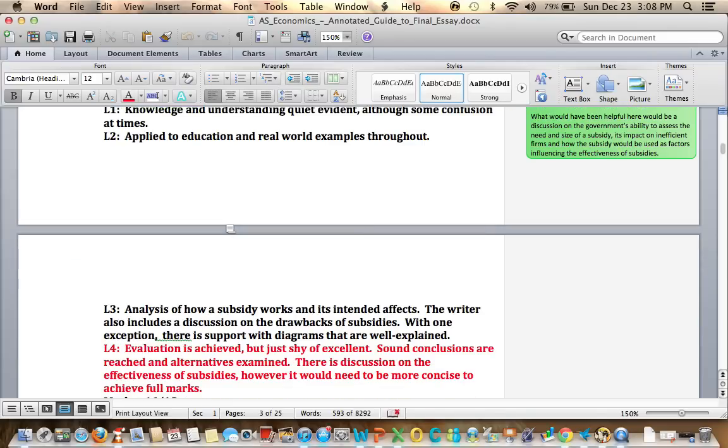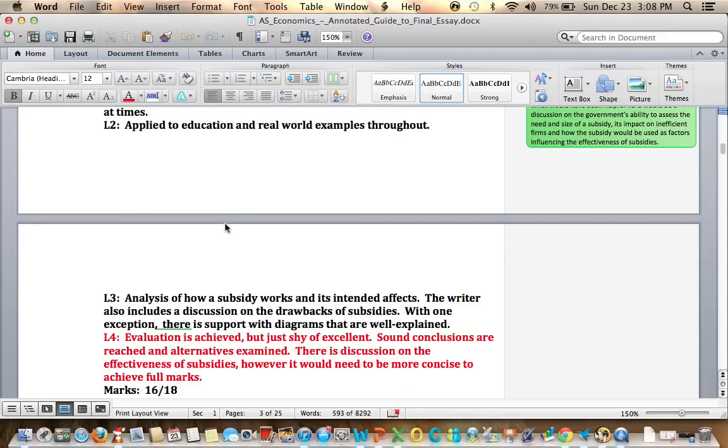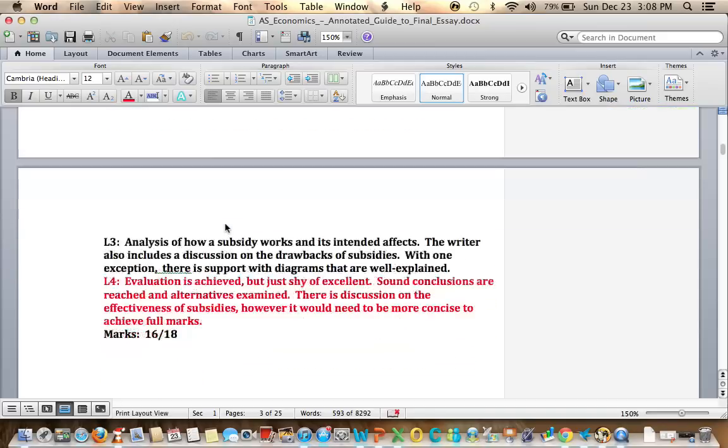The writer also includes a discussion of the drawbacks of subsidies, with one exception, supported with diagrams that are well explained. Now, you don't need a diagram for every single thing. Don't overdo it with diagrams. I'm quite happy with this. The writer could have put something in for the impact of correcting information failure, perhaps through an advertising campaign. But it's not necessary. I mean, there's sufficient diagrams and the explanation was done well.